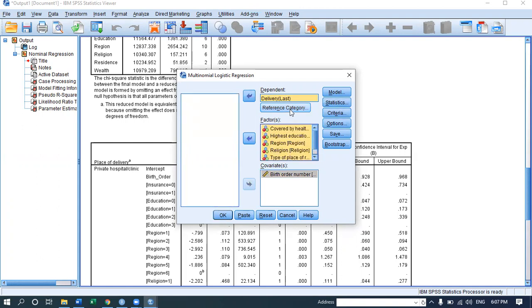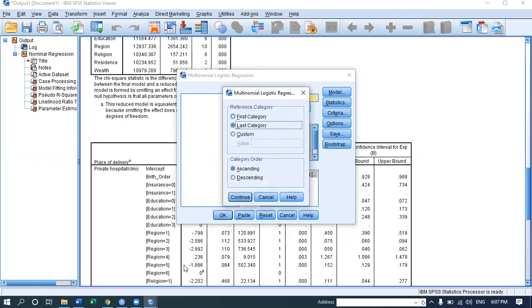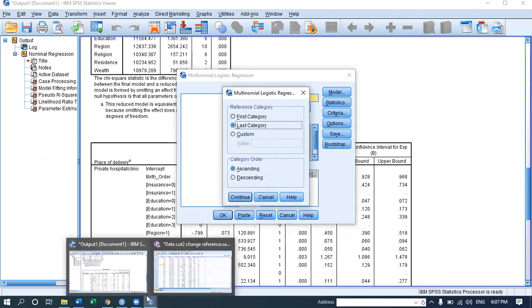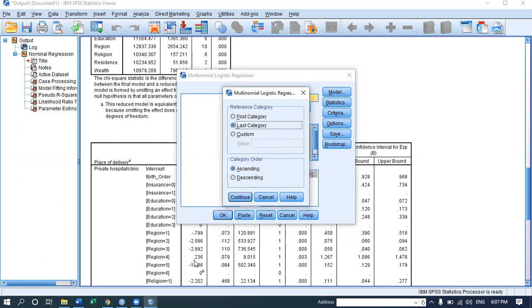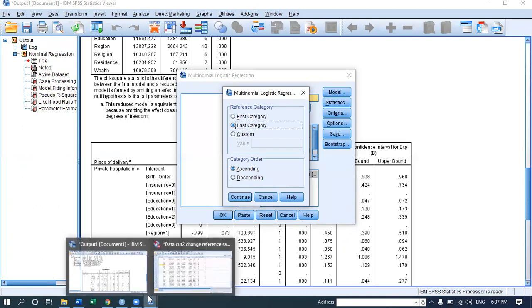Then you choose your reference level. Remember, I told you your reference level is very important. Your dependent variable, like I told you, we are using home. Home is our reference level. Then you go back to check if it's the first or the last. That's why I checked the number earlier.